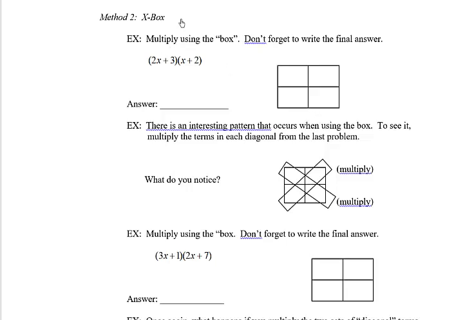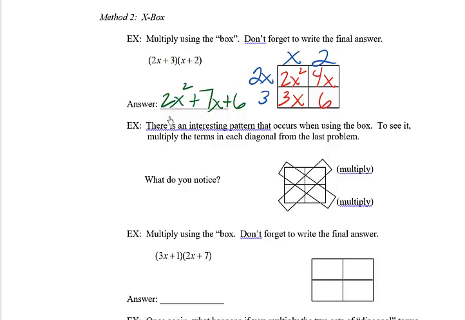Let me show you a couple of examples because I need to point out a pattern and then we'll get to the method. So this first example says go ahead and multiply, do this FOIL problem using the box. So go ahead and do that. Here's what you should have gotten. 2x squared plus 7x plus 6.